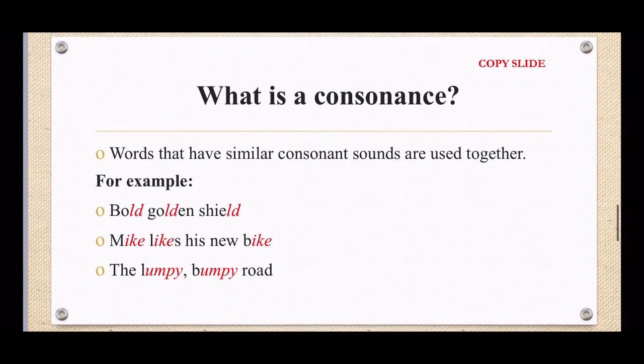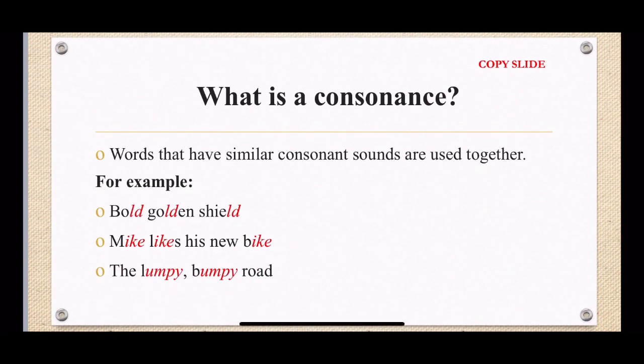Then our last one, what are consonants? These are words that have similar consonant sounds used together. For example, bold golden shield. Here again we have the L and the D, which are highlighted, and these similar consonant sounds are used together. Then we have Mike likes his new bike.